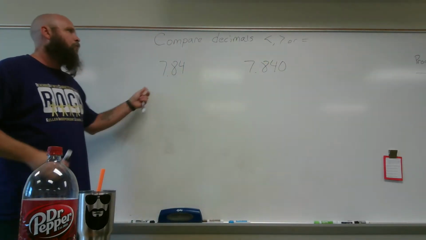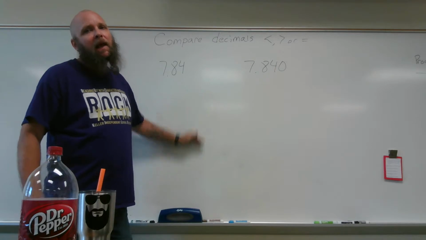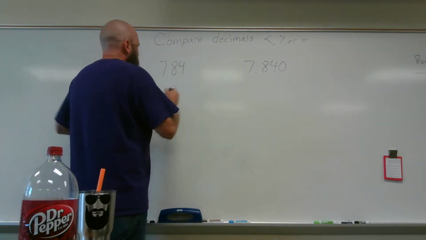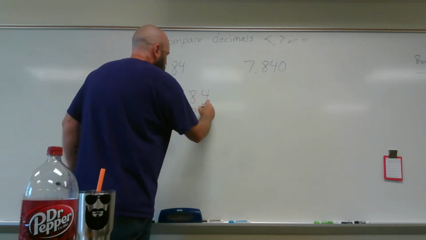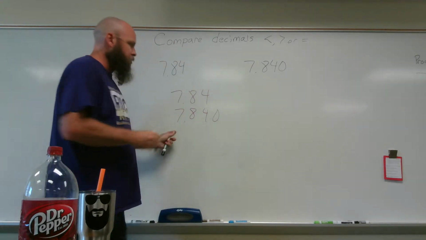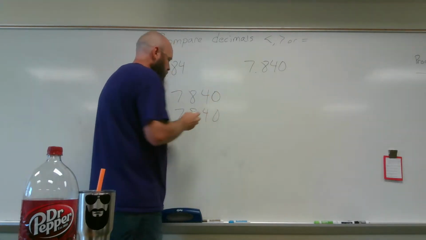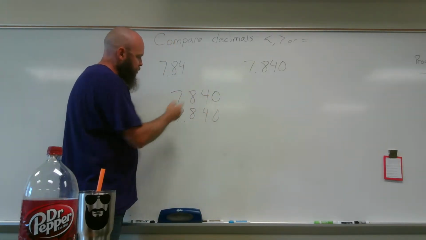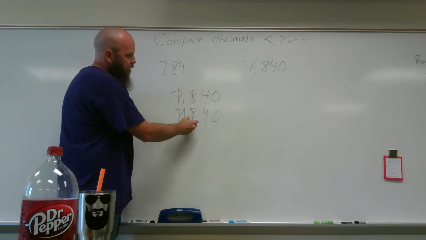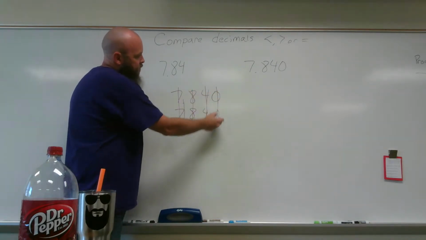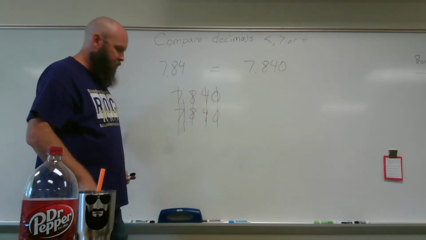All right, we have 7 and 84/100, 7 and 840 thousandths. We follow our steps. Write them lining up the decimal points. This one goes all the way out to the thousandths place, so I want the other one to go out to the thousandths place too. I add my 0. Then I compare everything in front of the decimal point. I have a 7 and a 7, an 8 and an 8, a 4 and a 4, a 0 and a 0. That tells me these two numbers are equivalent.